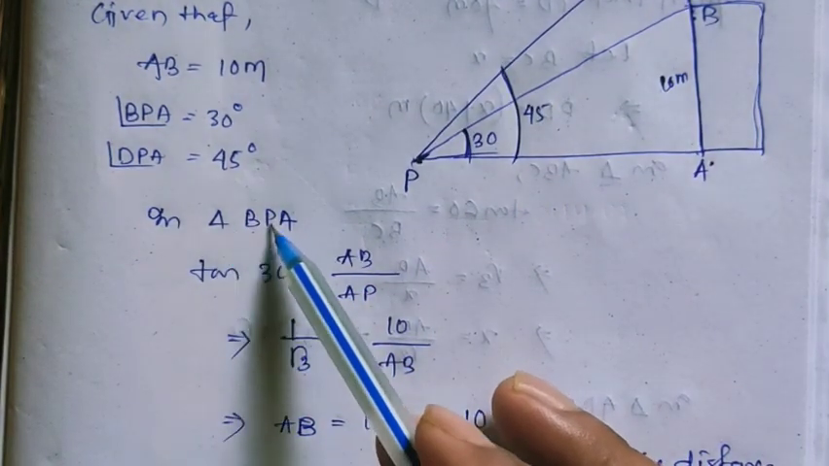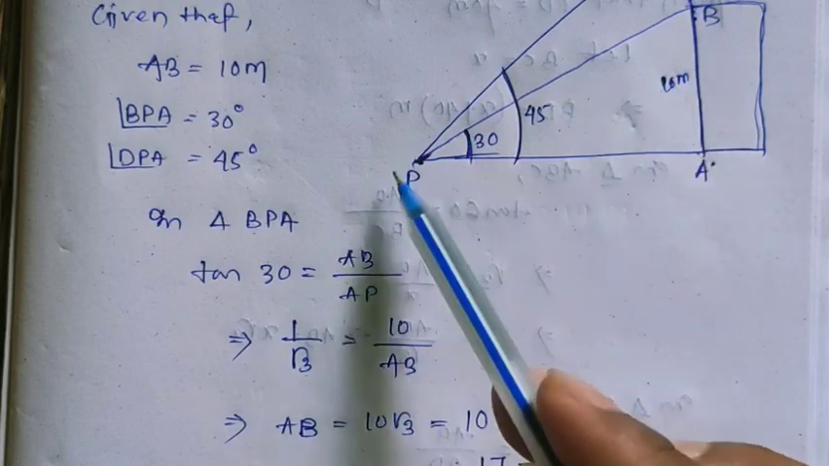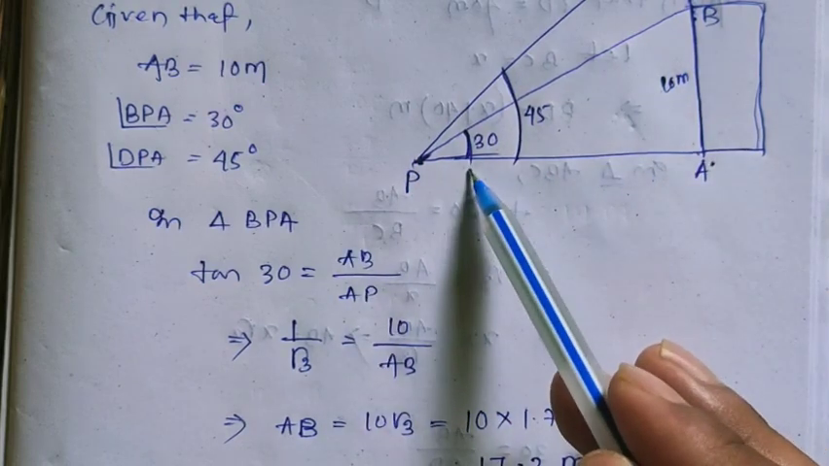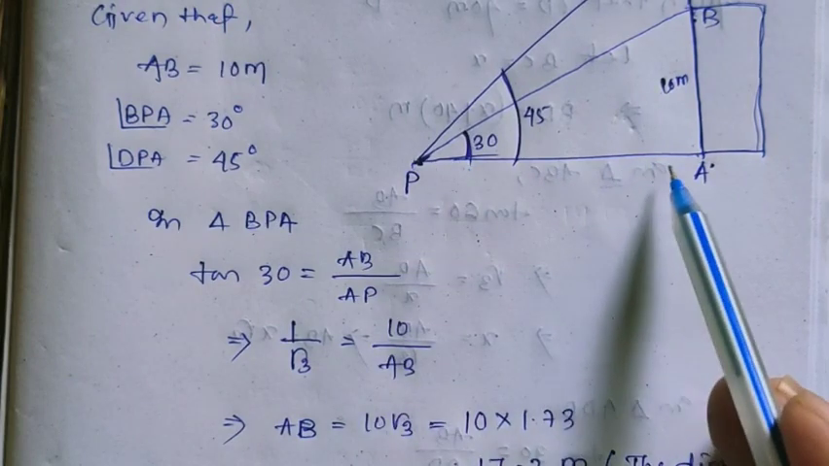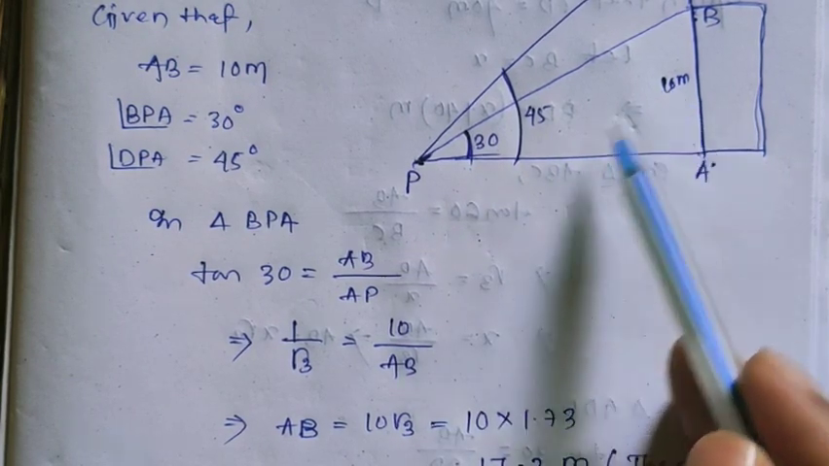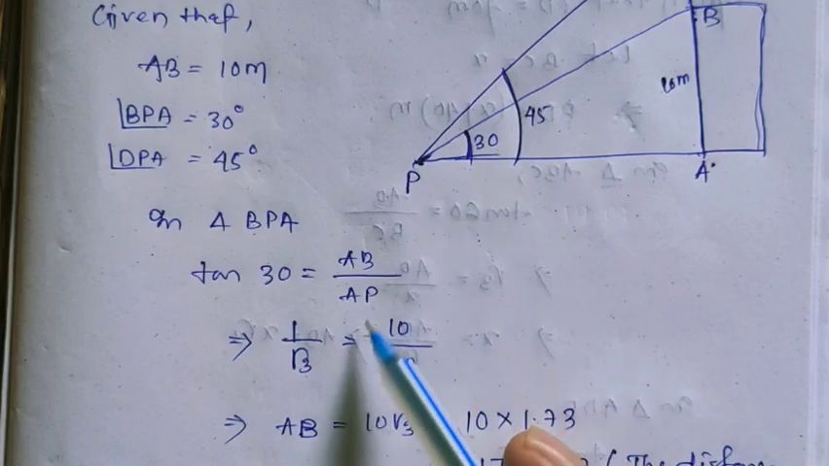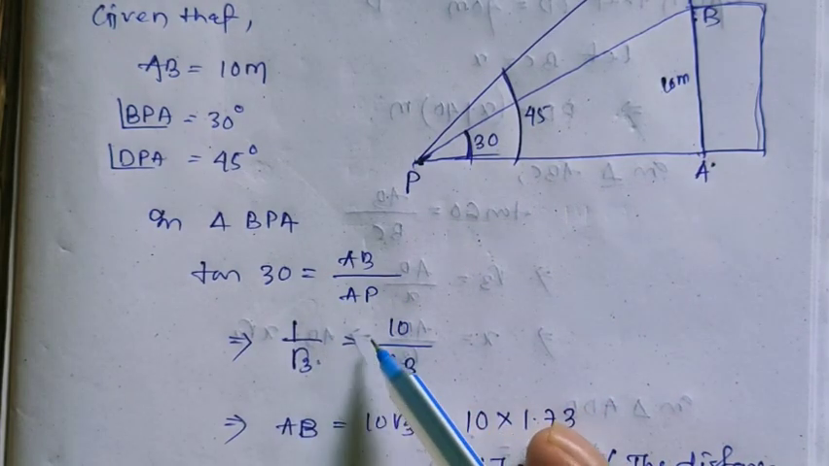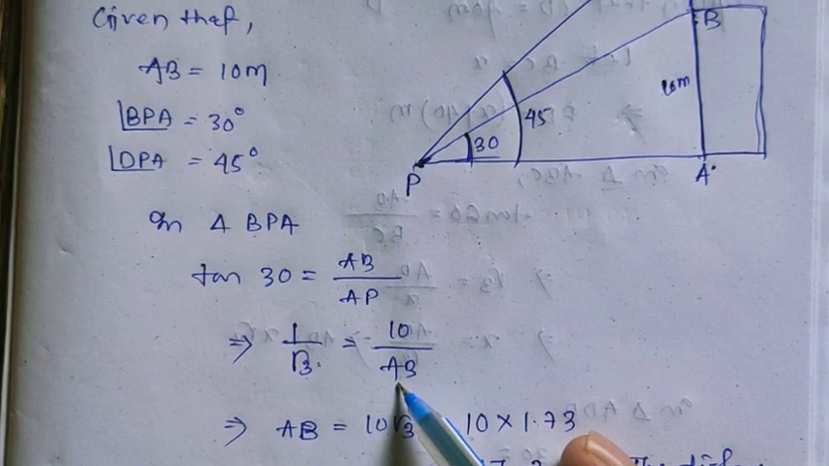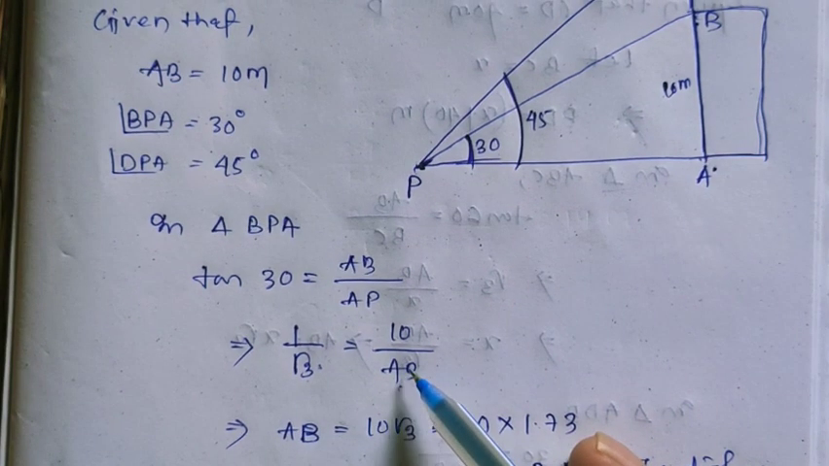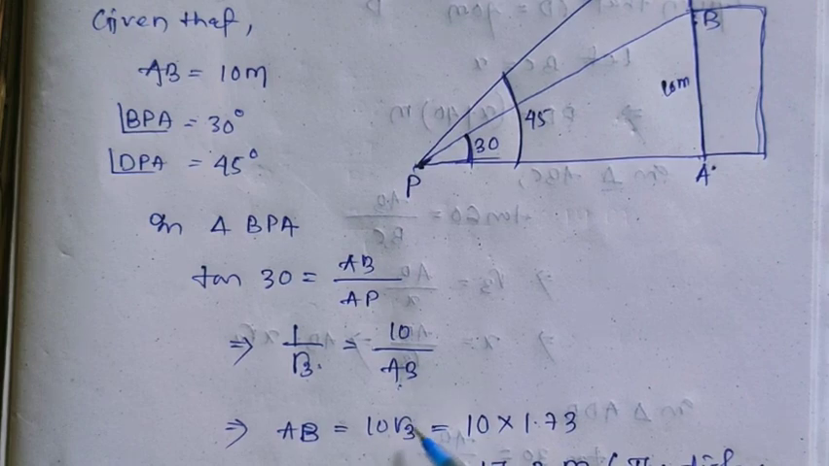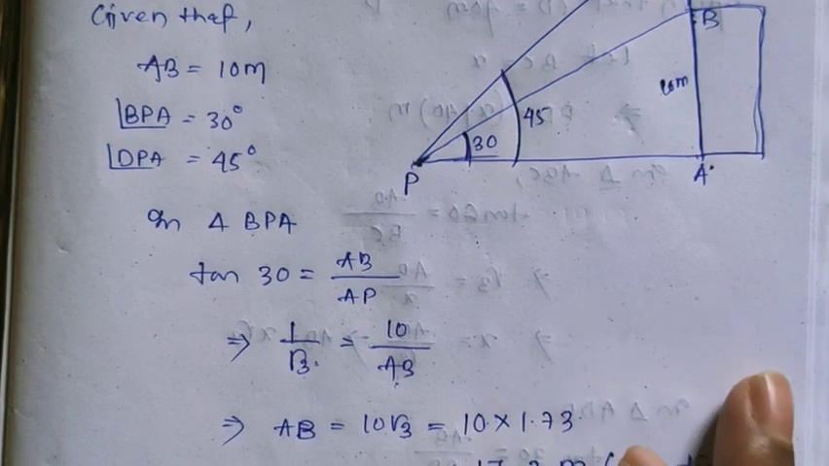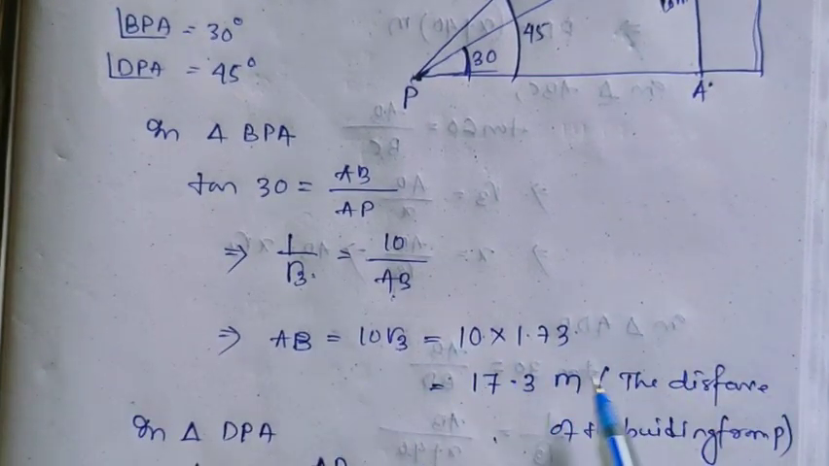Now in triangle BPA, tan 30 is equal to AB by PA, or AB by AP, right? So I can write tan 30 is equal to 1 by root 3, which is equal to 10 by AP, because AB is 10, given already. This implies AP will be 10 into root 3, which is equal to 10 into the value of root 3, 1.73. So this will be 17.3 meters.